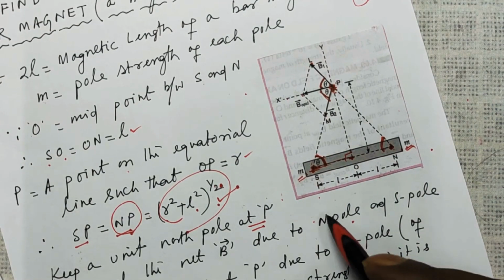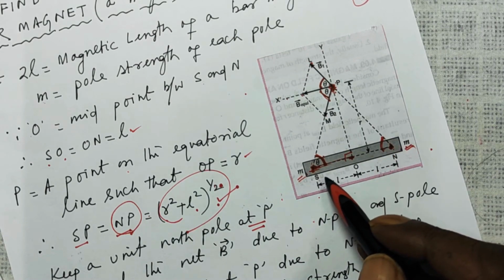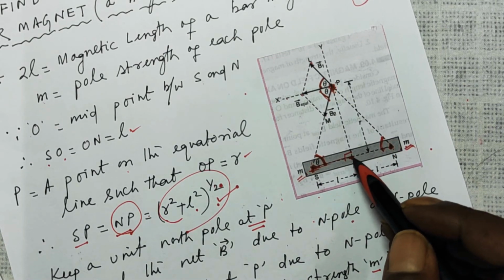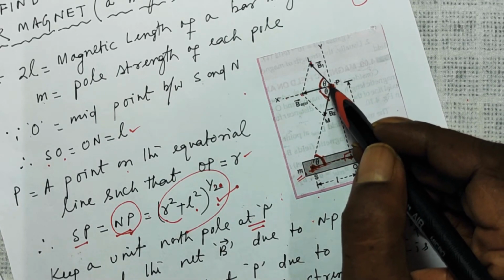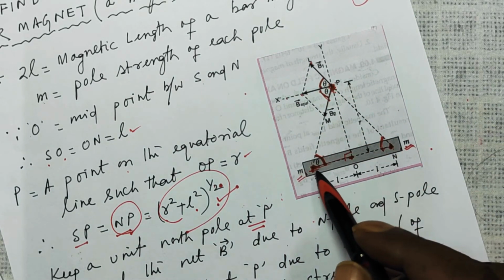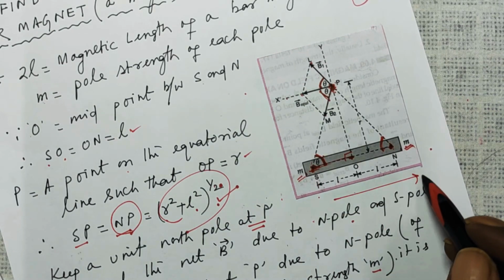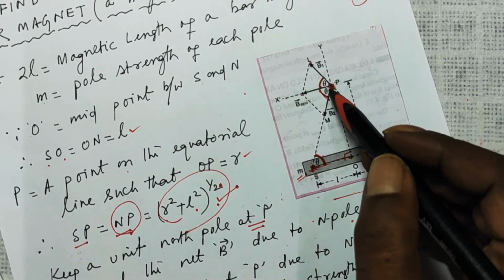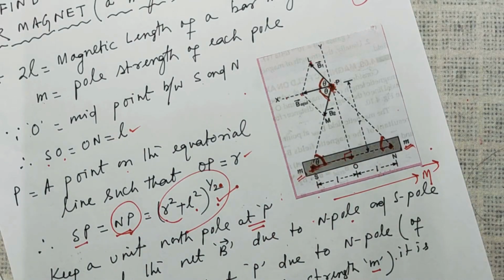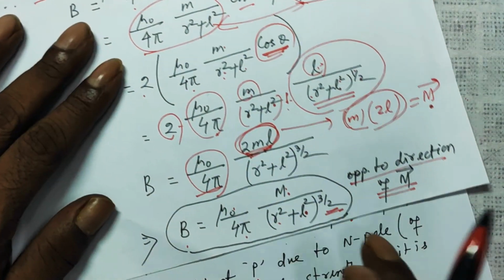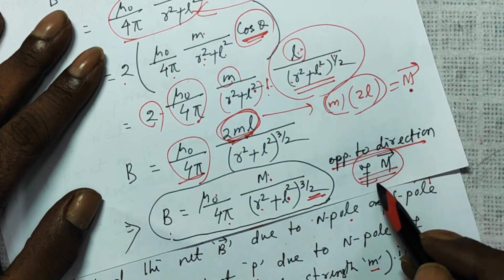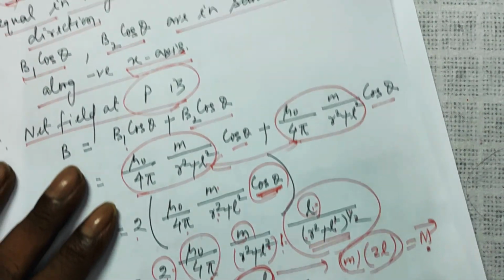So for a bar magnet, that is the same thing as a magnetic dipole, at a perpendicular distance r, the net magnetic field is to this side. Its magnetic moment is to this side, and the net field is to this side. So what is the angle between them? It is 180 degrees. So it is opposite to the direction of the magnetic moment.